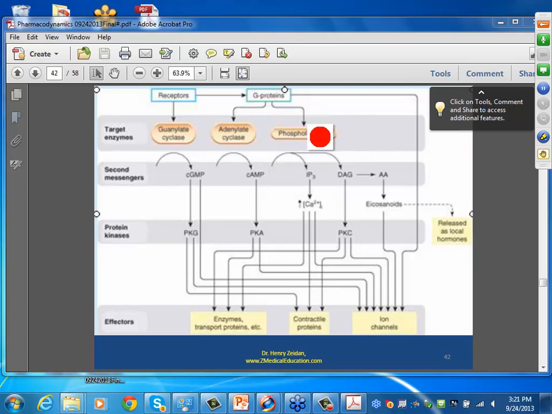So with phospholipase C here, what are we activating? We are activating the release of IP3 from phosphatidylinositol. I refers to inositol triphosphate. So phosphatidylinositol can be cleaved to inositol triphosphate and diacylglycerol. Diacylglycerol can give you arachidonic acid, and then you can produce eicosanoids.